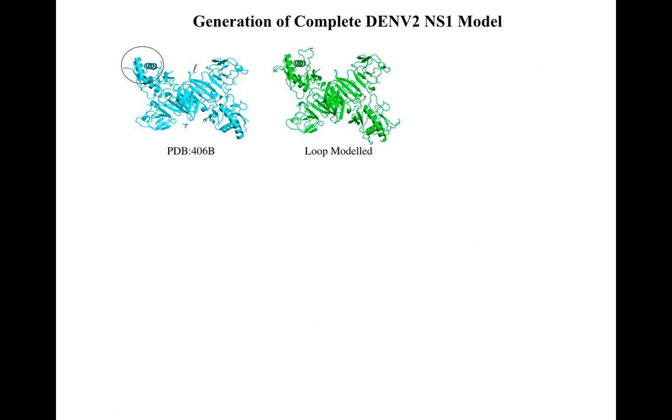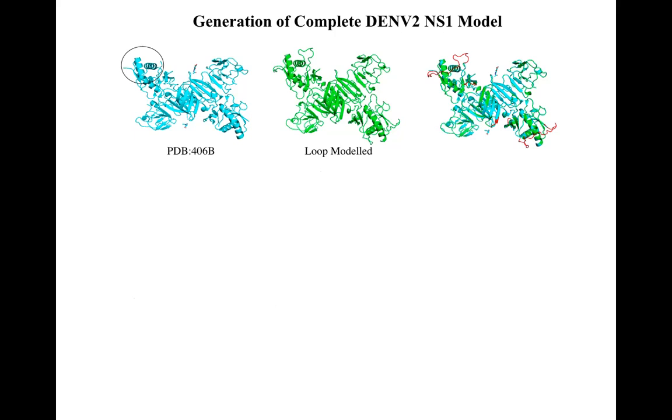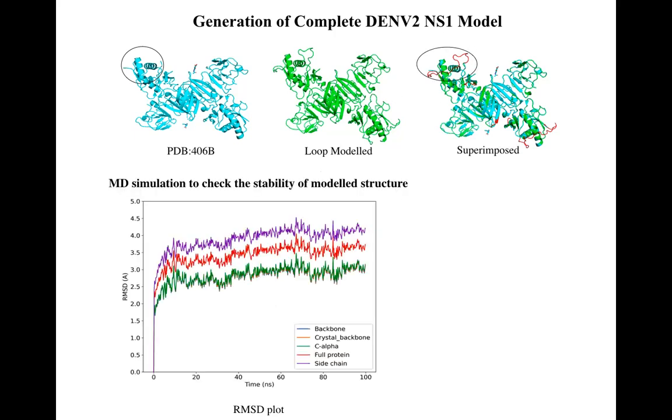Firstly, we need to have a structure to start with for this kind of hypothesis. So we took the already solved structure from PDB 4O6B. It has some missing loop regions. For this, we used homology modeling. We generated the models and filled these loops. We checked for stability, and for that we performed MD simulation runs, and you can see that this model is stable for 100 nanoseconds.